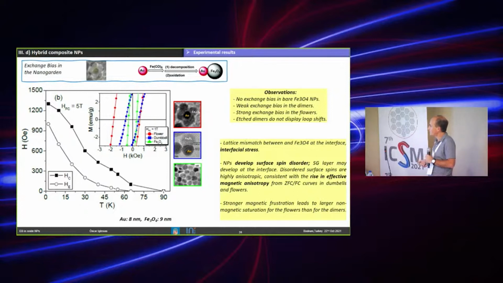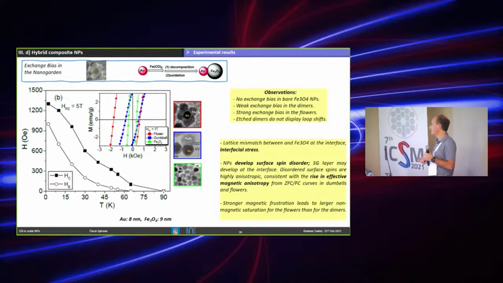And you see that there's a huge hysteresis loop shift, which increases from this case to this case, from the case when the gold nanoparticle is detached, which means that by controlling the surface of contact between the gold and the number of interfaces of this case with respect to this one, we are able to control the exchange bias values.